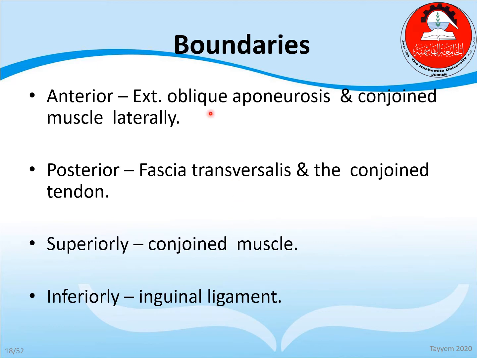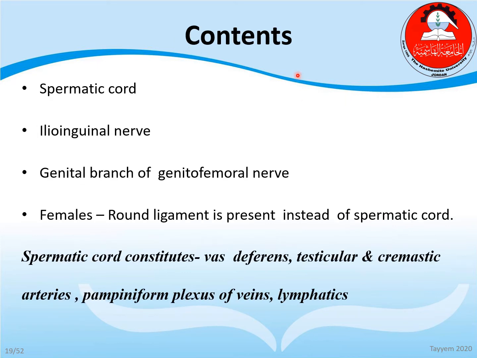Boundaries of the inguinal canal: anteriorly the external oblique aponeurosis and, laterally, the conjoint tendon muscle; posteriorly the fascia transversalis and the conjoint tendon; superiorly the conjoint tendon muscle; and inferiorly the inguinal ligament. The inguinal canal contains the spermatic cord, the ilioinguinal nerve, the genital branch of the genitofemoral nerve, and in females the spermatic cord is replaced by the round ligament. The spermatic cord contains the vas, the testicular artery, the cremasteric artery, the pampiniform plexus, and lymphatics.